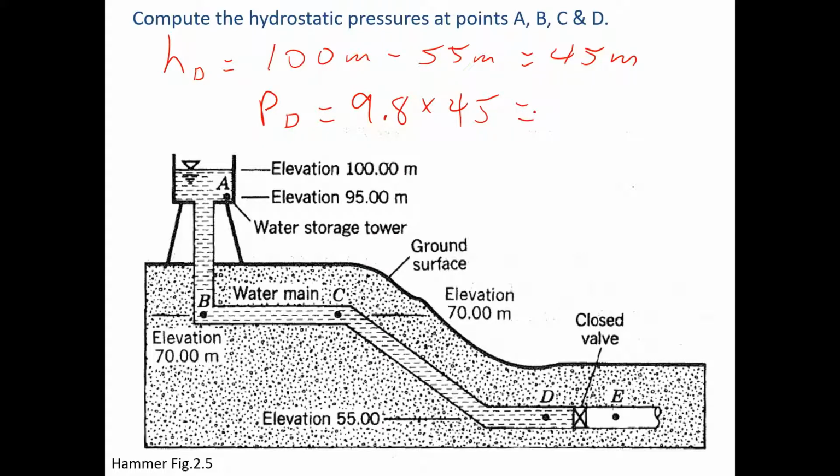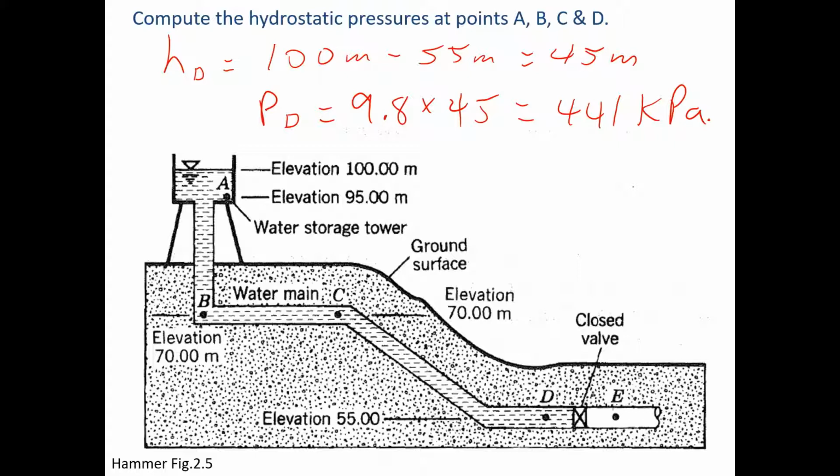So 9.8 times 45, that's 441 kilopascals. Okay, hopefully that's pretty straightforward. Like I said, the main thing is just reading the question and making sure you're calculating the height properly.